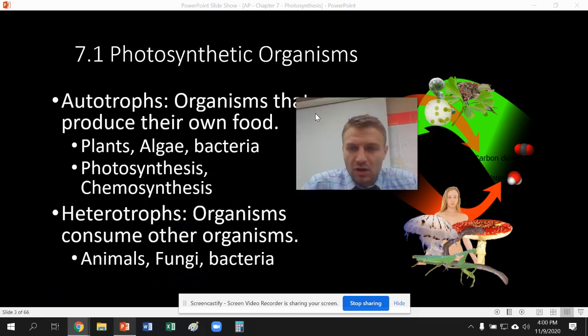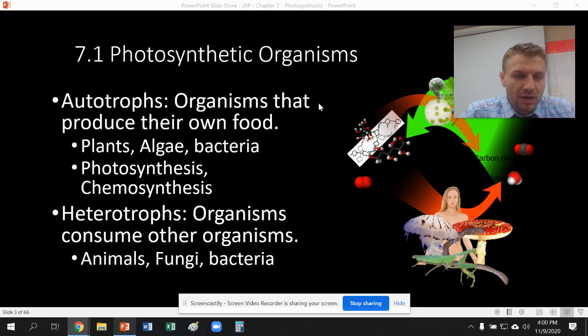Two words that we have to know going forward, they should be a review here, are autotroph and heterotroph. Autotrophs are just organisms that make their own food. That's like the plants, algae, and bacteria that go through photosynthesis. Heterotrophs are like us. They consume other organisms for food: animals, fungi, and some bacteria. So just know those words going forward.